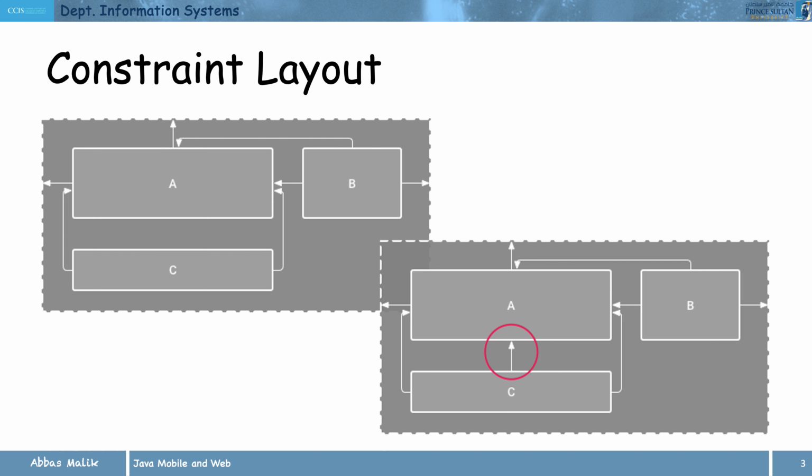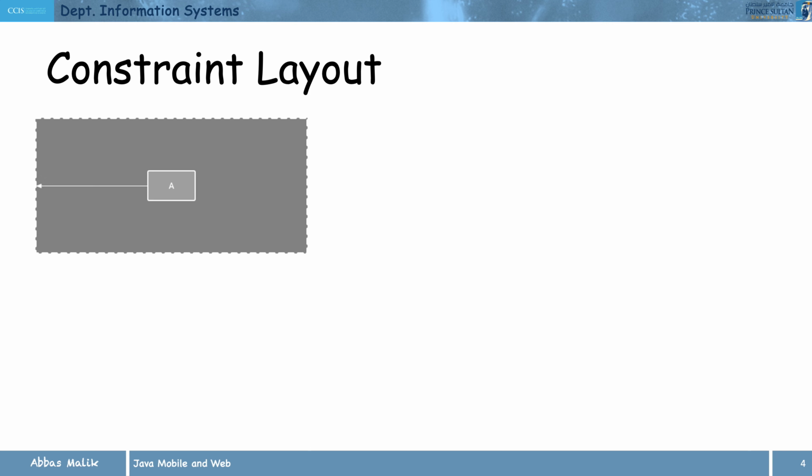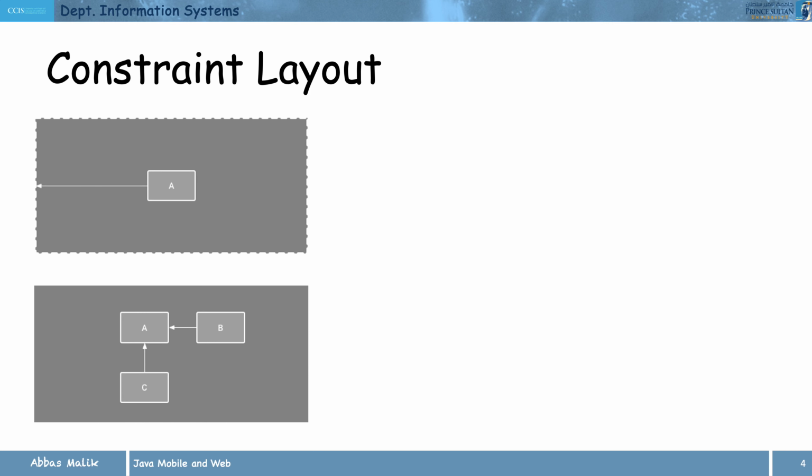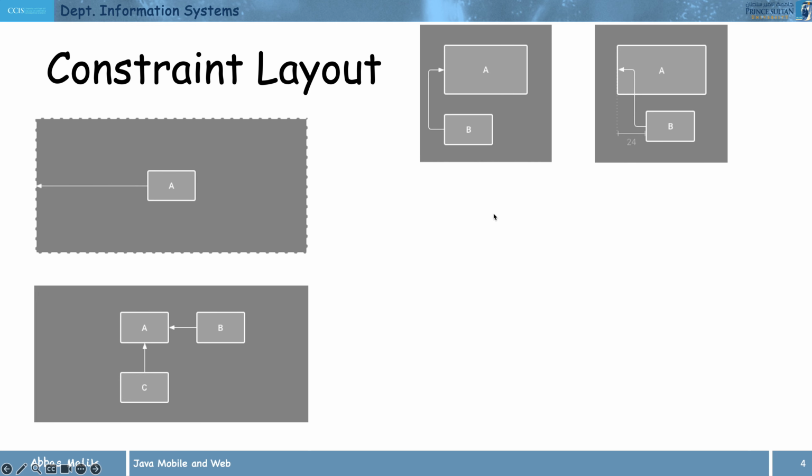Based on the parent, but we can also say that there's another element inside and we want to align the top or the bottom or the left or the right to the top and bottom or left of the other widget as well. So we can apply these constraints. Like here we are saying that pull this A widget towards the left of the parent. Here we are saying that pull this B towards the right of the A, pull this C towards the bottom of the A. So we have different types of constraints that we can apply.